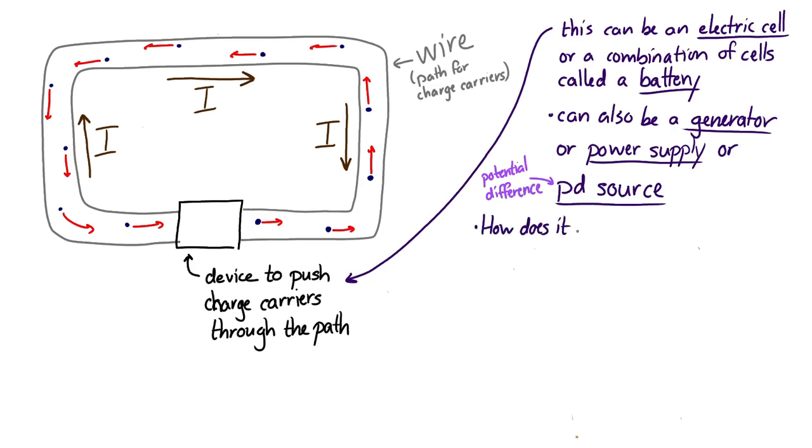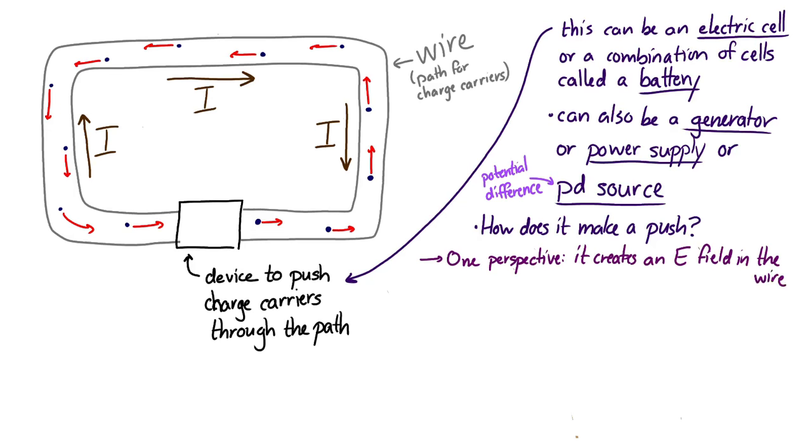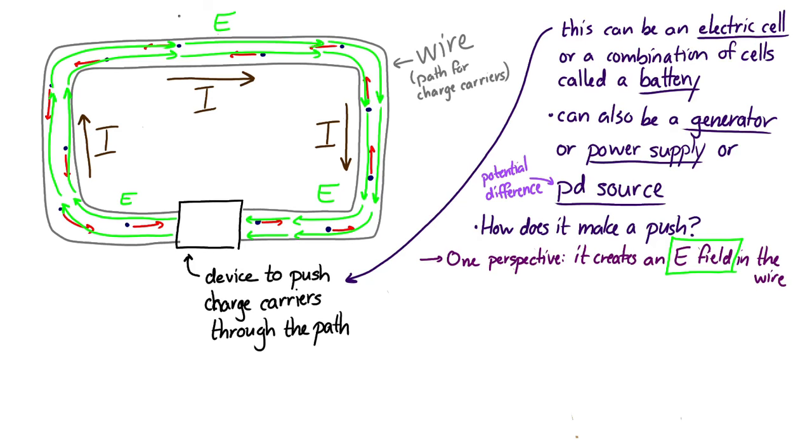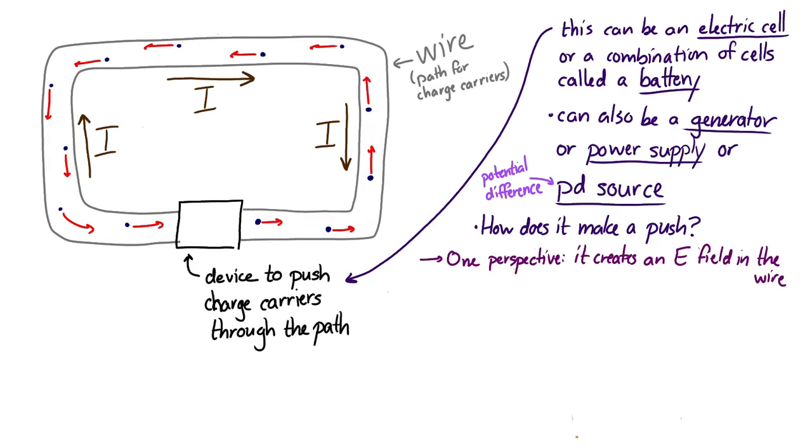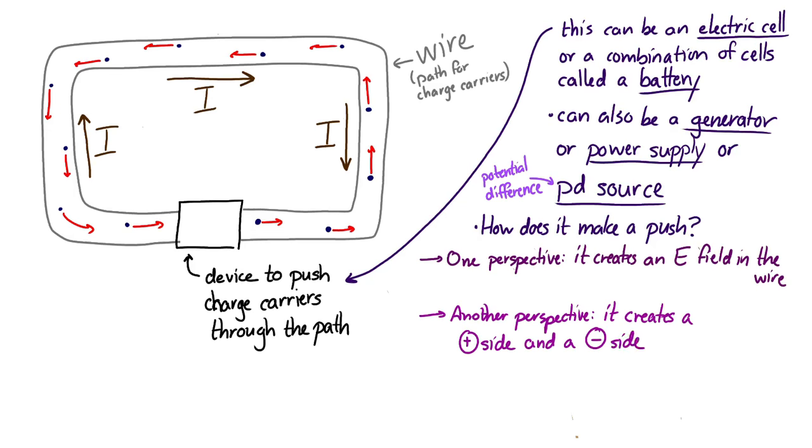Well, in one view, it's creating an electric field in the wire. So if you imagine these electric charges, these electrons moving around the wire, there's an electric field inside the wire, and the electrons are moving in the opposite direction to the electric field. But another way to think about it is that somehow, either chemically, mechanically, or electrically, it's creating a positive side and a negative side. So if we imagine a battery, like a familiar C battery or D battery, one side has a little plus on it, one side has a little minus on it.